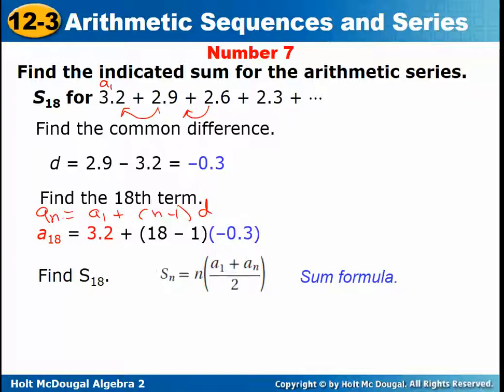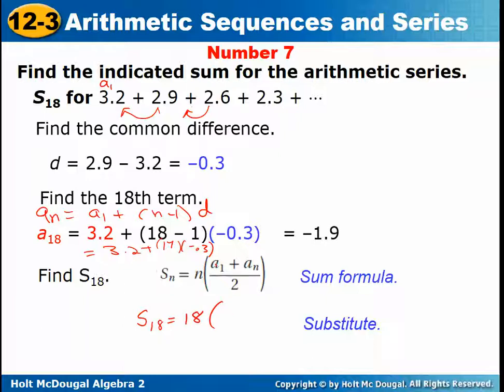A sub n would be a sub 18, a sub 1 is 3.2, and we keep solving this and add 3.2 to that, and we get that a sub 18 is negative 1.9. And now we're ready to use our sum formula. We're looking for the sum of the first 18 terms, so n will be 18.